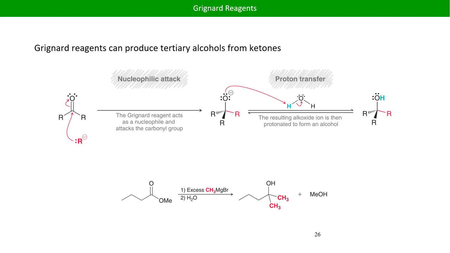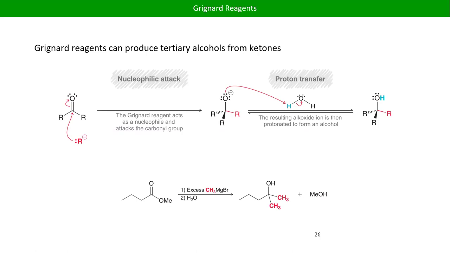You can do this twice even. If you react an acid derivative here with excess, so this, we name this, it'd be methyl magnesium bromide. We don't really worry too much about the IUPAC names for the Grignard reagents. If you have excess methyl magnesium bromide, then you can actually add a methyl group twice if you start from an acid derivative. So they are strong enough to reduce acid derivatives as well, just like lithium aluminum hydride, and not great results.